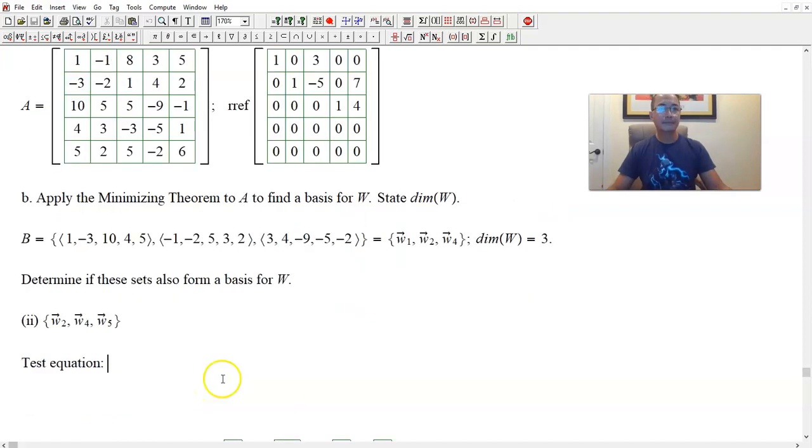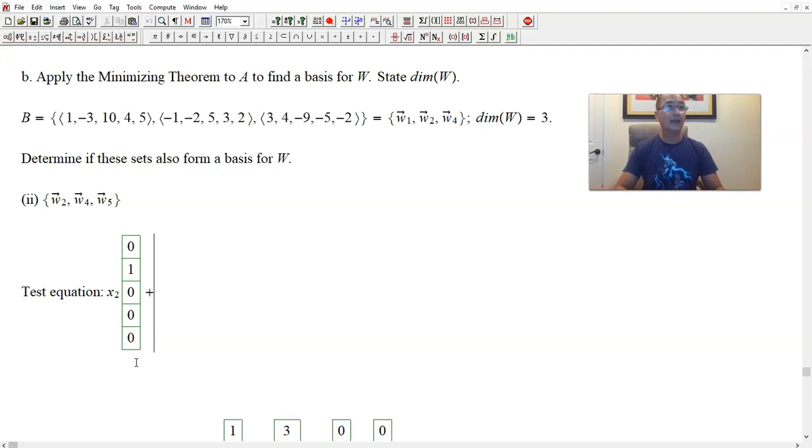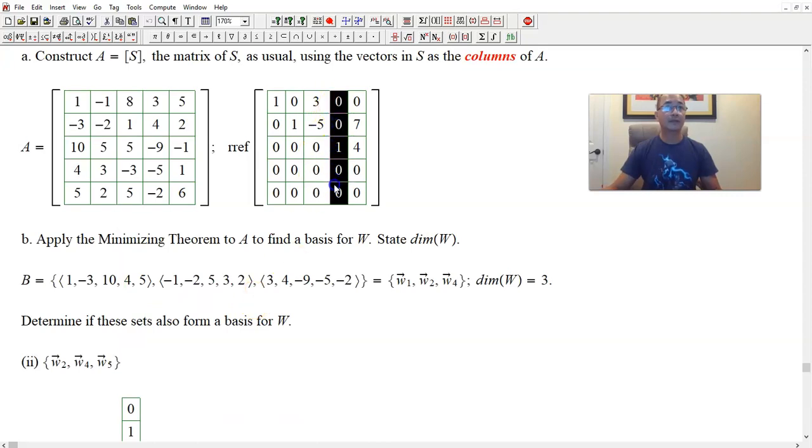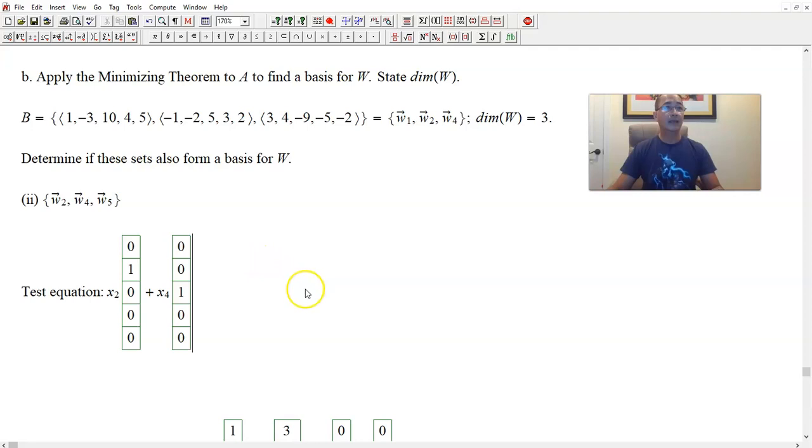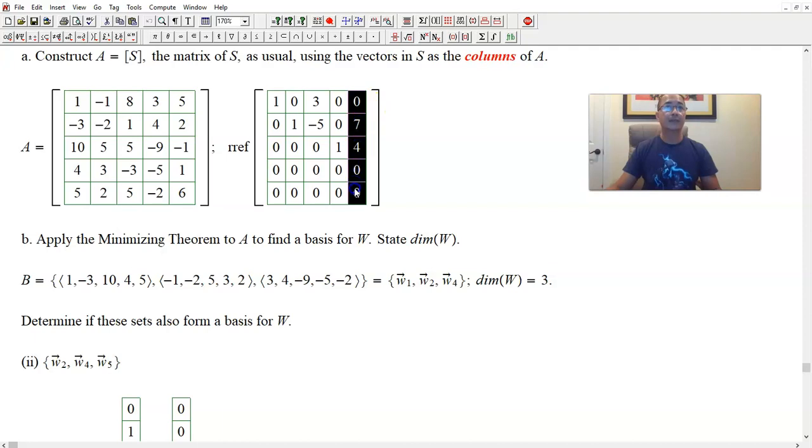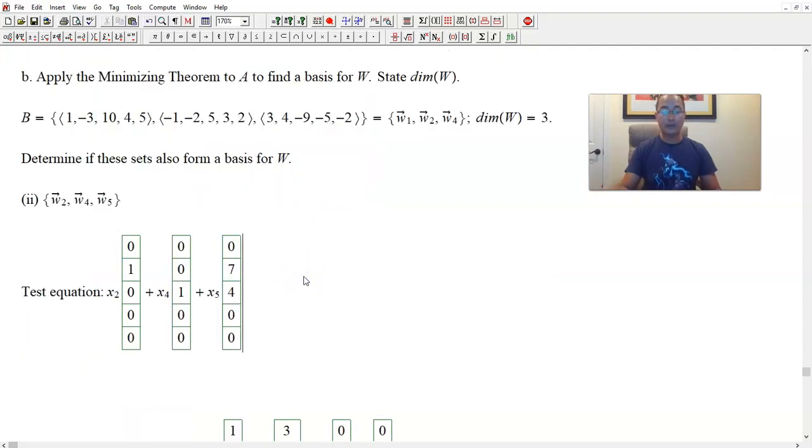Okay, so I put our second set up here closer to our REF. So we want to test W2, W4, and W5. So in our REF, here is the second column. So I need an x2 times column 2. And then I need an x4 times column 4. So column 4 is over here. And then I need an x5 times column 5, which is over here. Okay, so I want all of that to add up to the 0 vector.